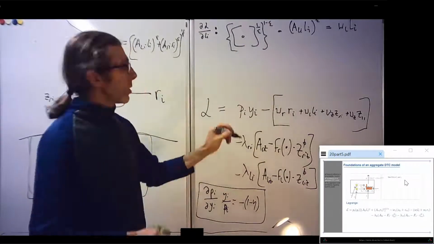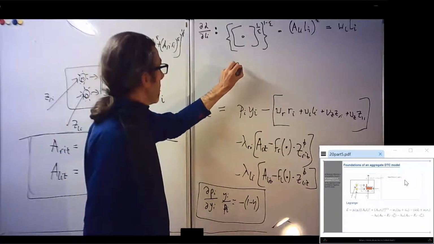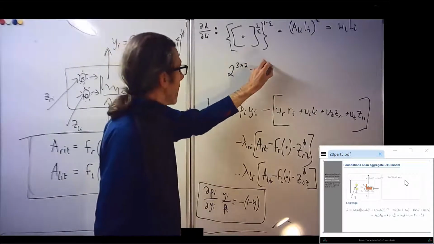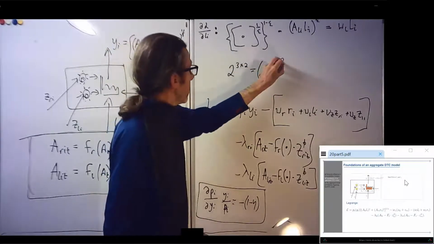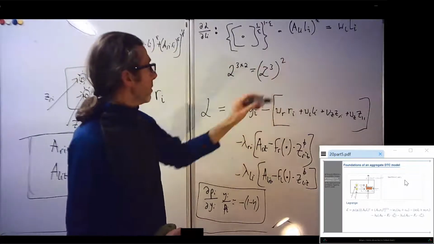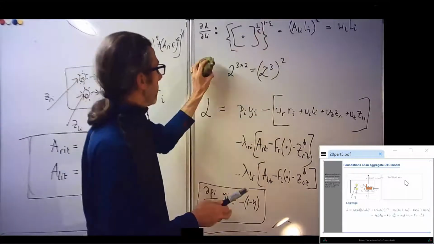If you just take a trivial example, 2 to the 3 times 2 is the same as 2 cubed, squared. 2 to the 6 is 2 cubed squared. This is the same step I made here, isn't it?